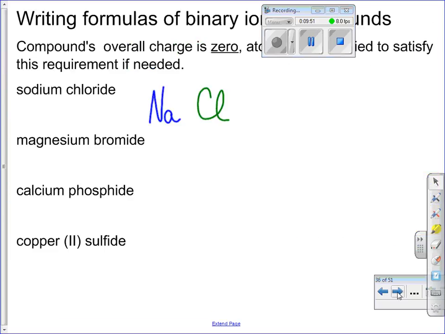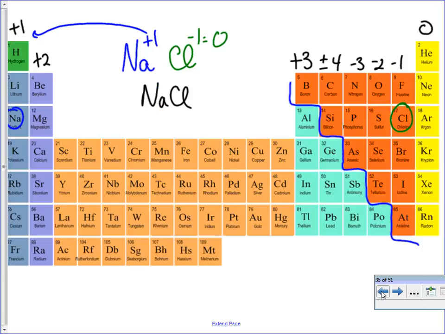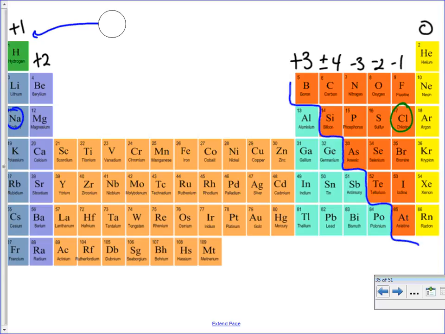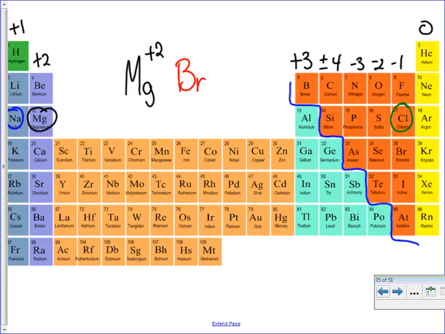Our next one is magnesium bromide. So when we go back here, let's write down our symbols. We have magnesium bromide. Magnesium is Mg. How do I figure out his charge? Oh, I go over here and I find he's in the second column, the +2 column. Then I go over and I find bromine. Bromine is Br. What is bromine's charge? He's in the same column chlorine was in, so he has a -1 charge.